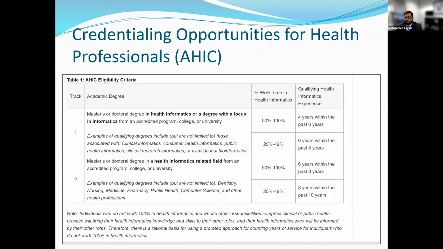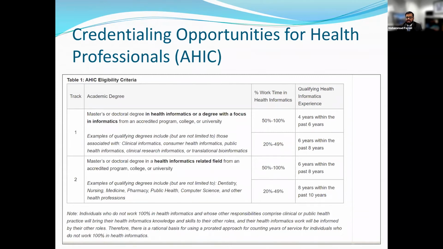And what is the related required work experience? As you can see, the first option is 50% to 100% of their job responsibility must be within informatics, and that must be 4 years within the last 6 years. The other option is 20% to 49% of the responsibility within health informatics. That must be 6 years within the past 8 years. So within the last 8 years, as long as they have 6 years of experience in informatics at 20% to 49%, they will be eligible.